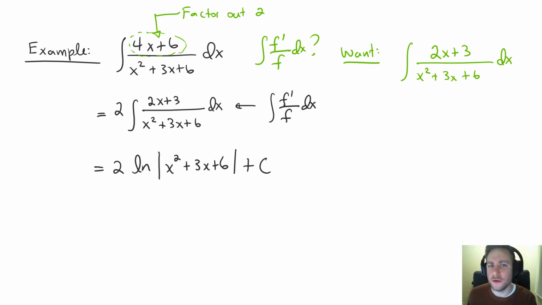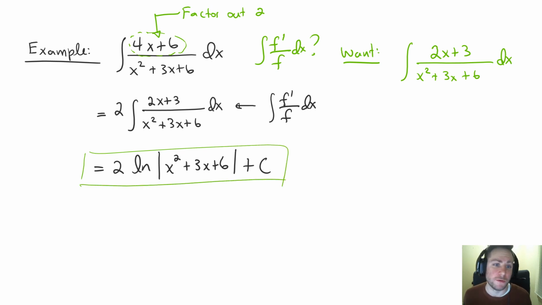This last step could be fully justified by letting u equal the denominator and going through all the steps of that substitution, but with recognition that the substitution plays out exactly the same way every single time, it's fine with me if you just point out the f prime over f form and jump straight to the answer like I did here from this point forward. If you prefer though, you can go through the details of the substitution as well, and that's perfectly fine.